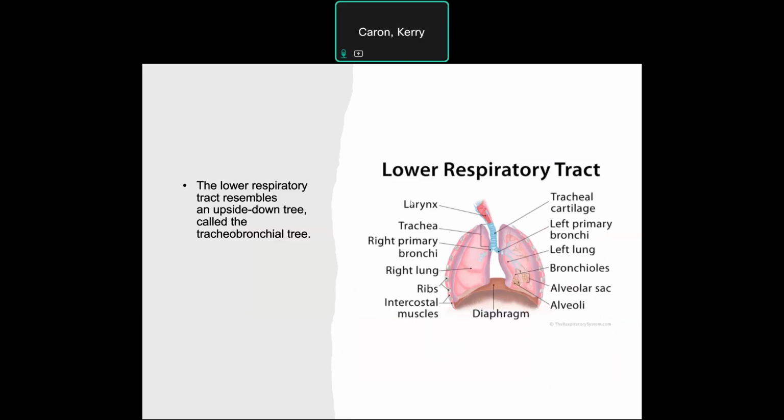The lower respiratory tract resembles an upside down tree. It's called the tracheobronchial tree. And we have tracheal cartilage, we have the larynx, we have bronchi, and it looks like an upside down tree.